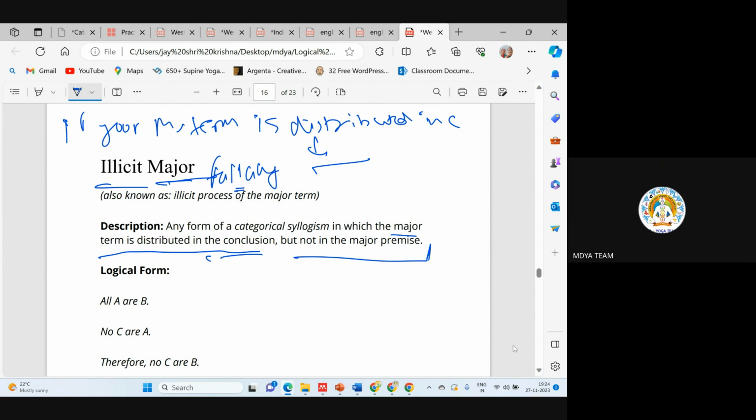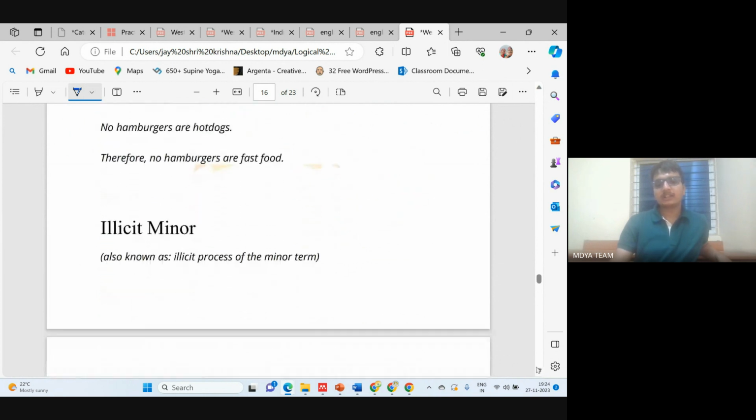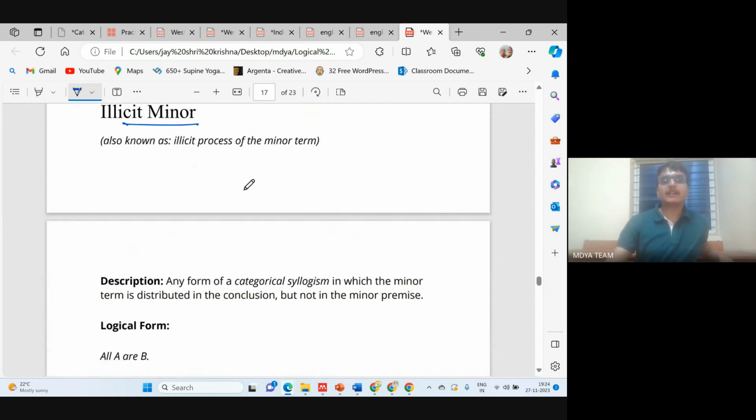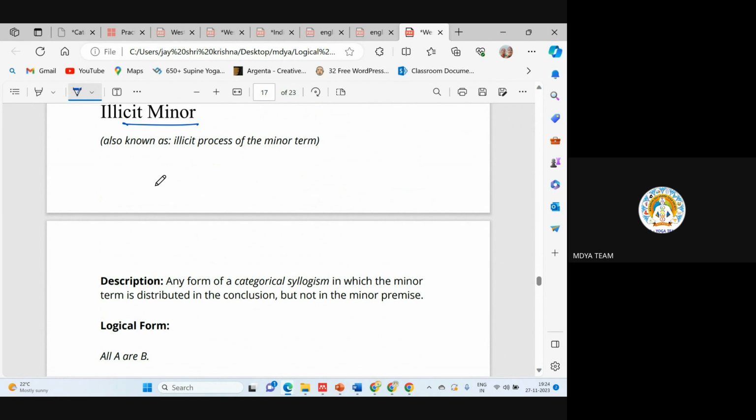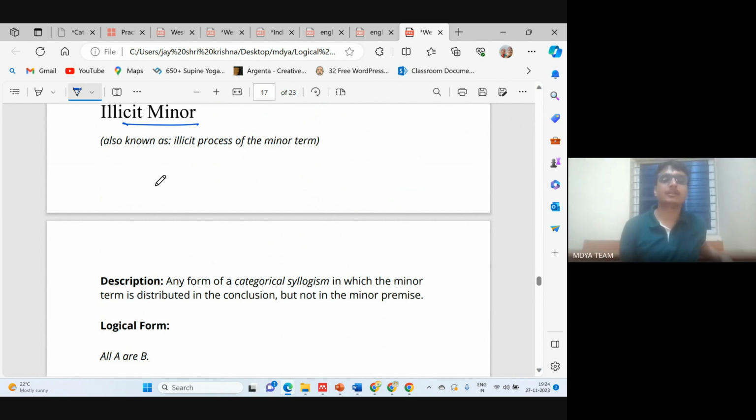Yes, sir. Okay. Now, similarly, illicit minor. If your minor term is distributed in the conclusion, it needs to be distributed in which premise? Minor premise also, because the minor term is present in the conclusion and the minor premise. If you are breaking this law, meaning your minor term is distributed in the conclusion but not in the minor premise, then we will call it the illicit minor fallacy.